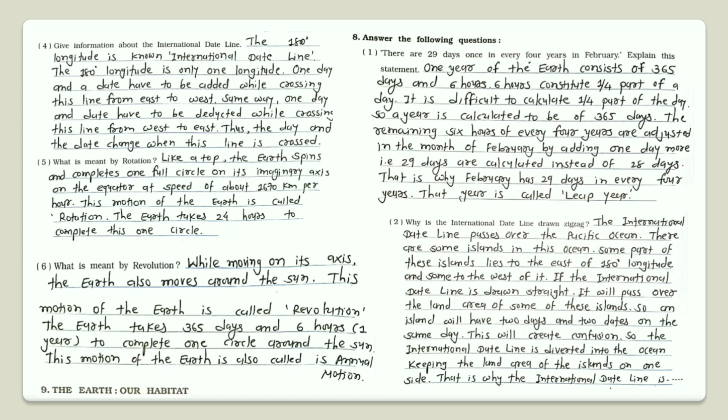Second number, why is the international dateline drawn zigzag? So the international dateline passes over the Pacific Ocean. There are some islands in this ocean. Some part of these islands lies to the east of 180-degree longitude and some to the west of it. If the international dateline is drawn straight, it will pass over the land area of some of these islands. So an island will have 2 days and 2 dates on the same day. This will create confusion. So the international dateline is diverted into the ocean, keeping the land area of the island on one side. That is why the international dateline is drawn zigzag.